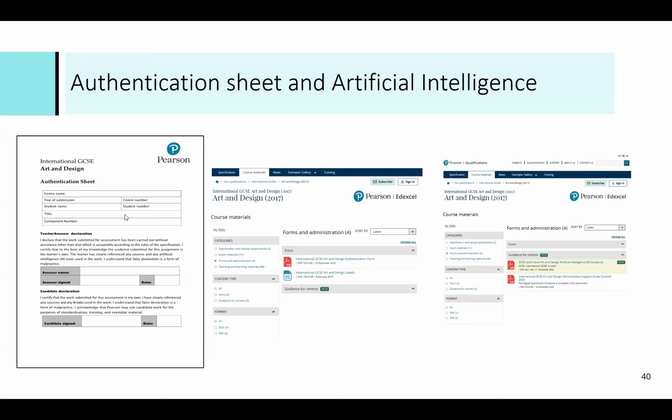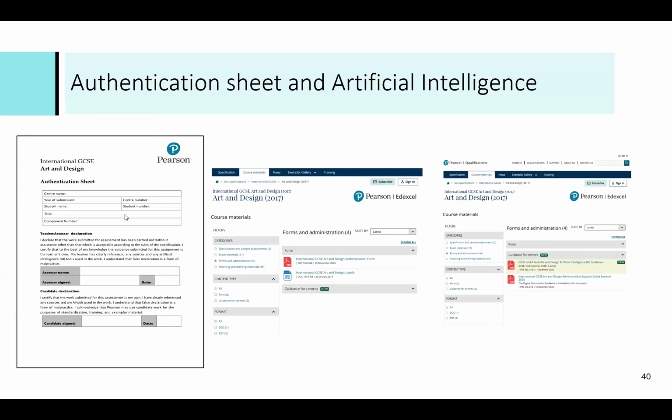Any use of artificial intelligence must be referenced in candidate submissions. They must then develop work independently beyond any AI input, evidencing their own creative skills and knowledge. And Pearson have recently updated their AI policy to include GCSE International Art and Design. In the screenshot on the right of the screen, you will see where to find this under Forms and Administration, and you can see the AI policy there highlighted in yellow.